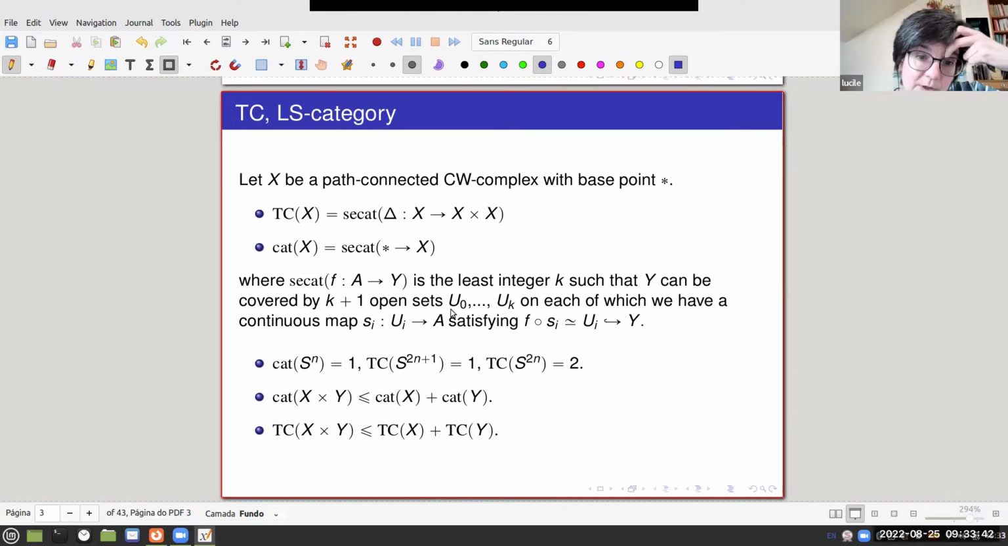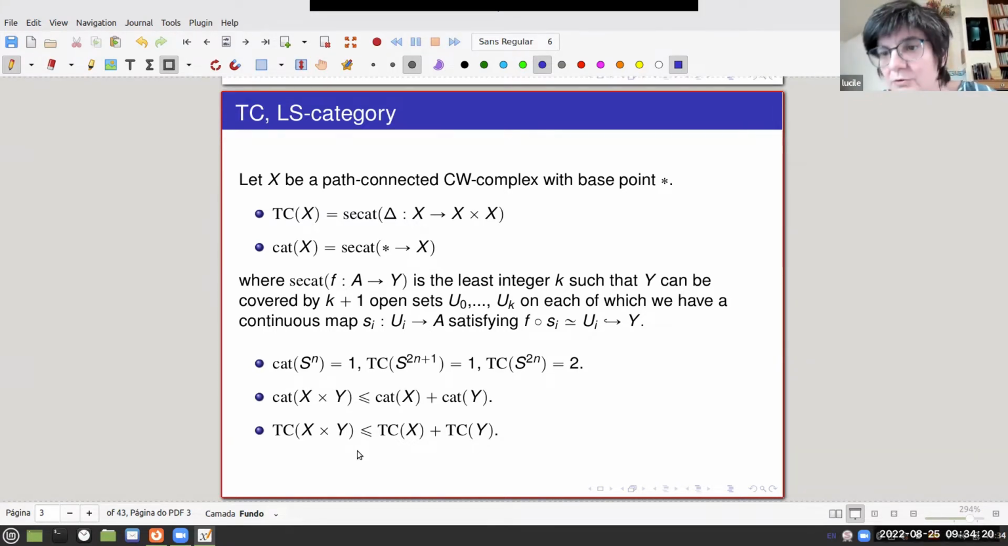And we have in this setting the product formula of this form. The category of X cross Y is less than or equal to the sum of the categories, and the same for the topological complexity. Okay, so we will talk about the TC-Ganea conjecture, which is, of course, just a version of the classical Ganea conjecture for TC.